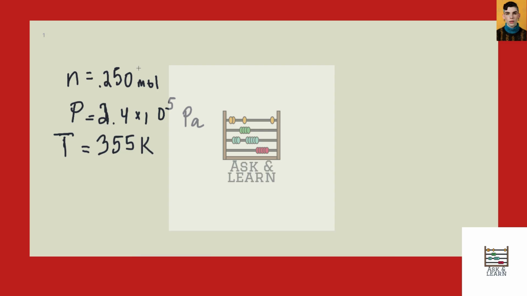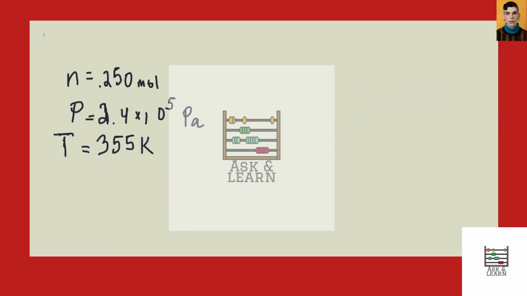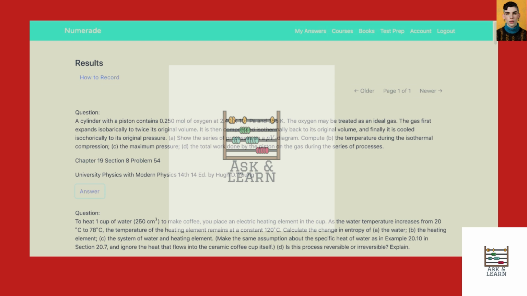Okay, so we have 0.25 moles of gas at a certain pressure at this temperature, and its state changes in the way described in the problem, and we're asked a few questions about some missing quantities. So first, it first expands isobarically, is compressed isothermally back to its original volume, and finally cooled isochorically to its original pressure.